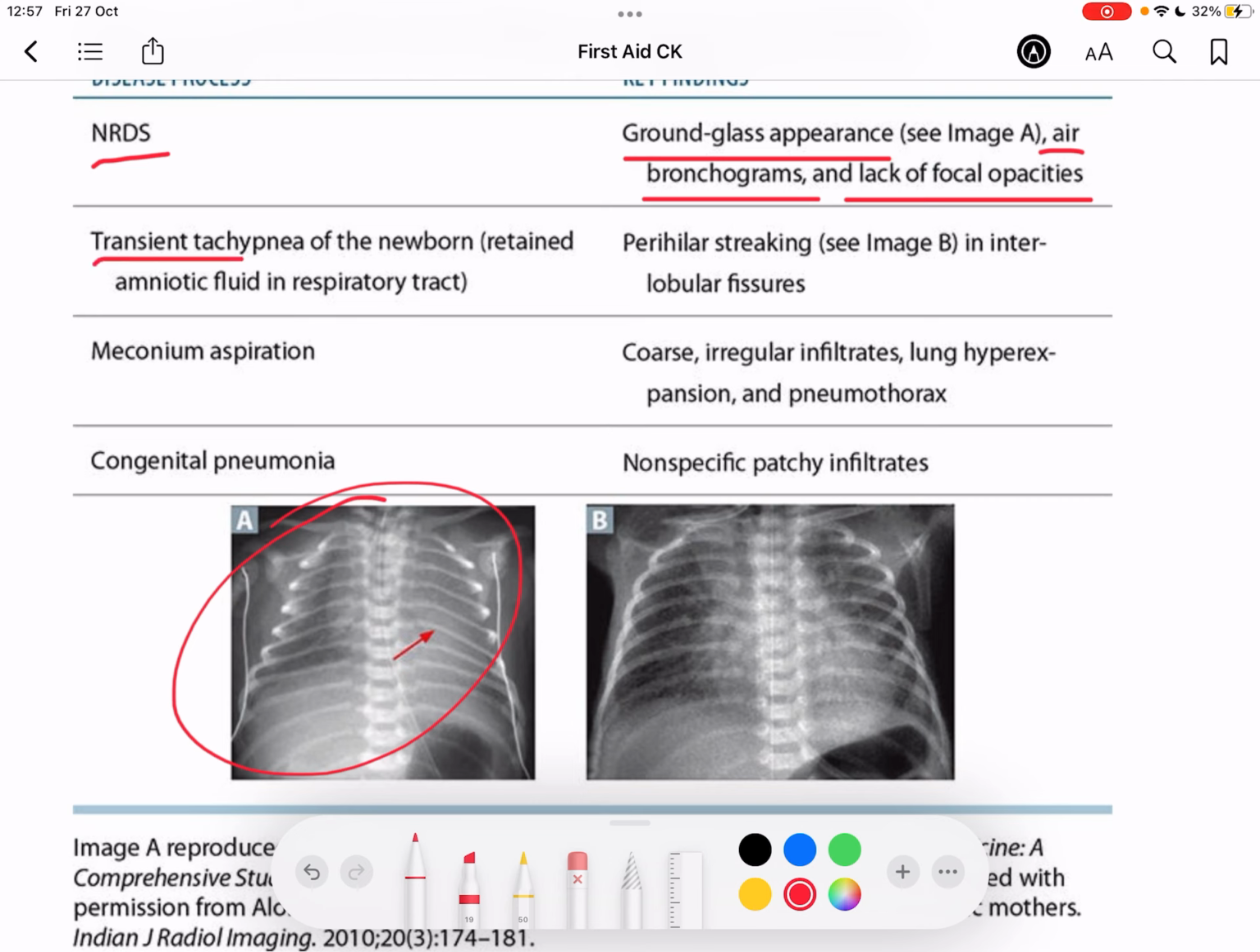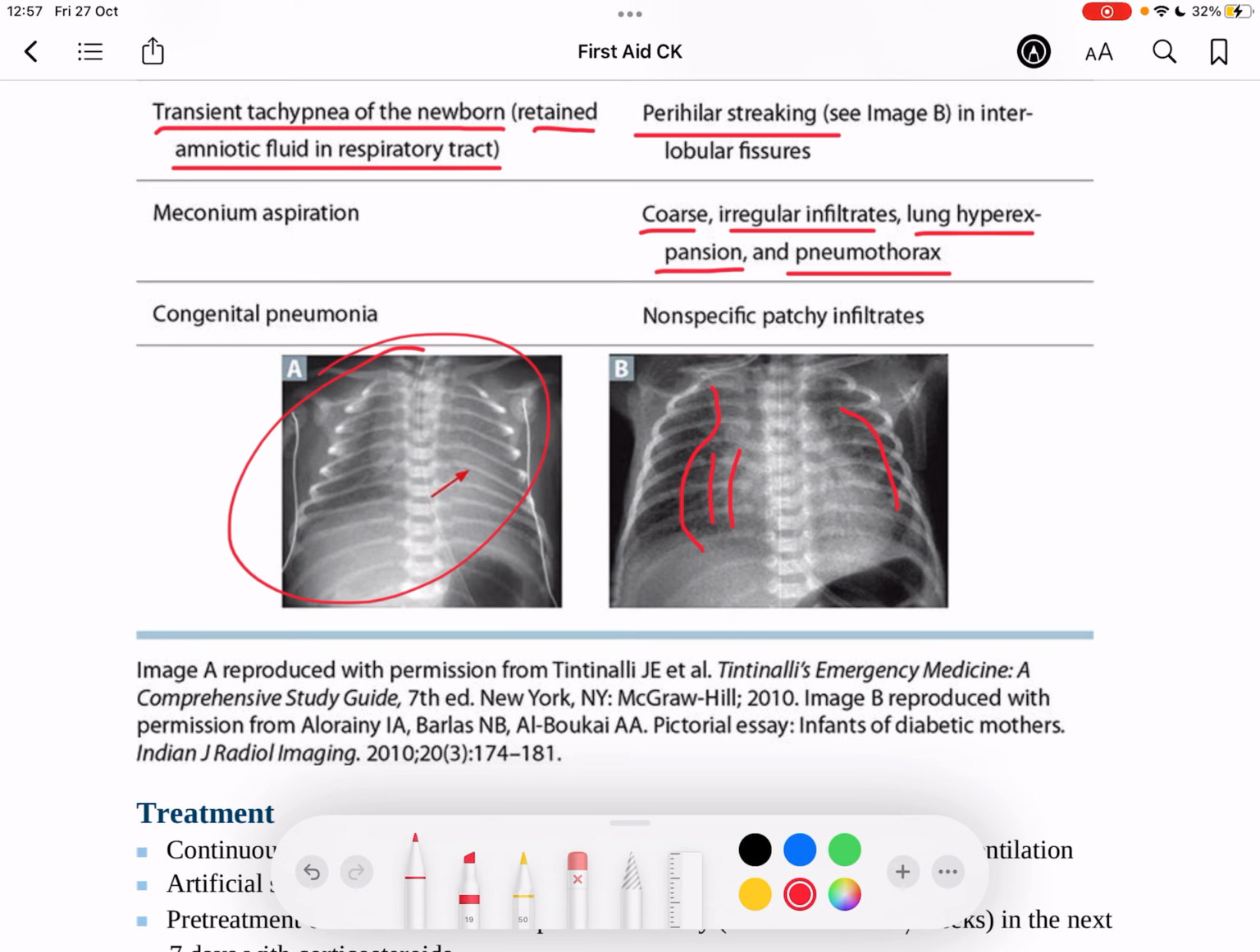Transient tachypnea of the newborn is essentially where the neonate does not cough out all of the amniotic fluid. So we retain some of the amniotic fluid in the respiratory tract. This causes the so-called perihilar streaking, which can be seen, can you see just around here? You see these streaks here, okay, and here. And in the interlobular fissures as well. Meconium aspiration causes coarse and irregular infiltrates. Maybe you see signs of lung hyperexpansion and even pneumothorax as well. And then congenital pneumonias, you're going to be seeing a sort of non-specific patchy infiltration.